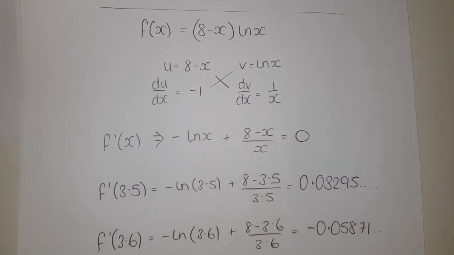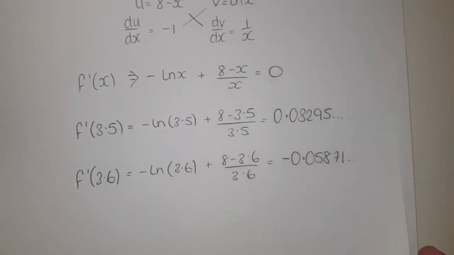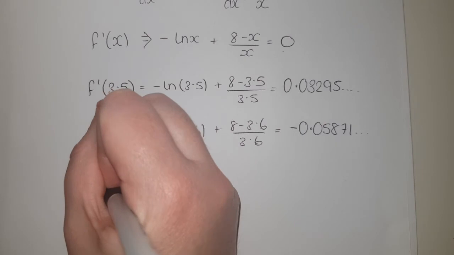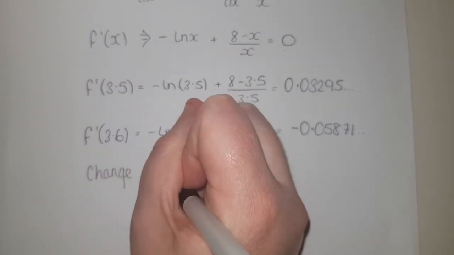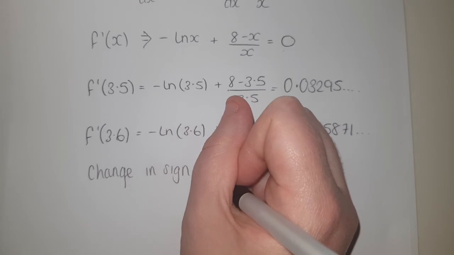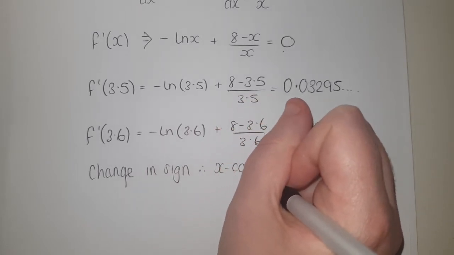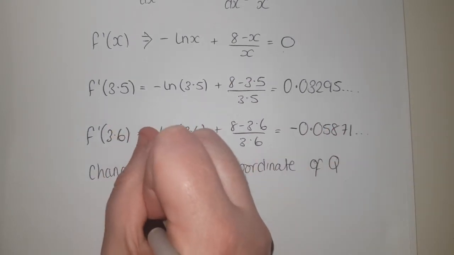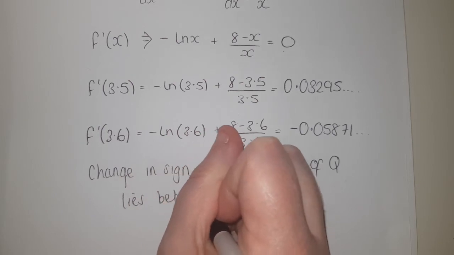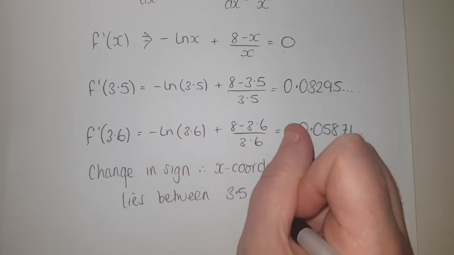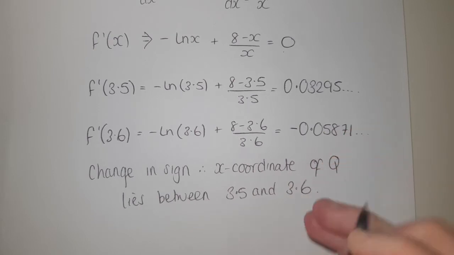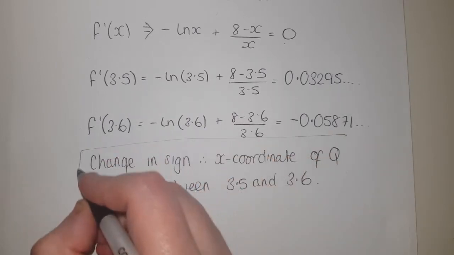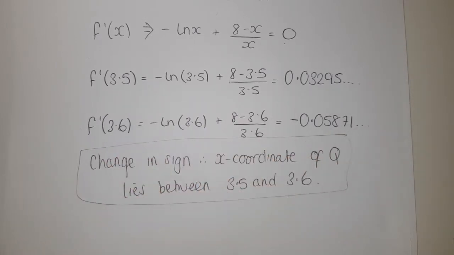0.05871. And then just remember, as with any of these questions, you need to state why that is showing what you mean. So you're just going to put change in sign, therefore x coordinate of Q lies between 3.5 and 3.6. Okay, so you want it nice and straightforward, as obvious as possible, but that is one mark out of any question, is that statement at the end, so make sure that that's there.